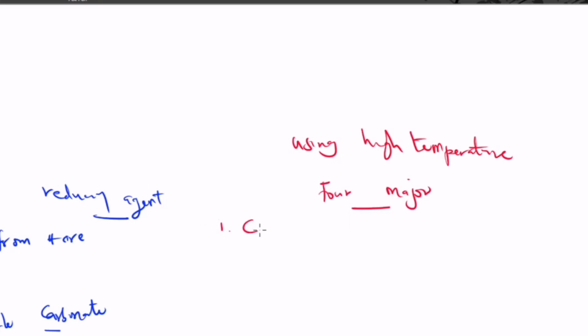The first one is calcination. When we talk about calcination, you are heating the ore to cause decomposition and elimination of volatile products such as water or carbon dioxide. So you are heating it in the absence of oxygen to cause decomposition and elimination of volatile products. That is the first major step, calcination.